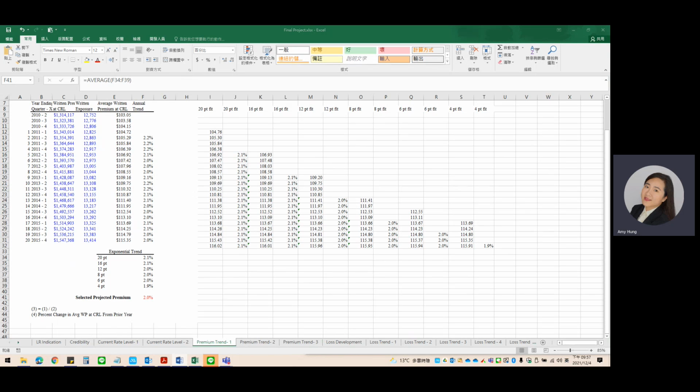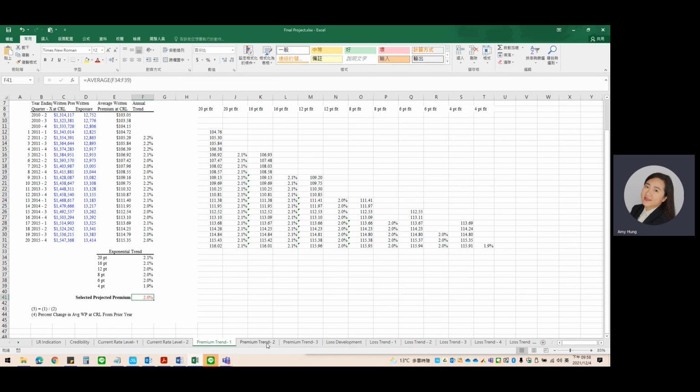This selection is based on the more recent data, because the projection is going to be applied to historical premium already trended to the most recent period. Moreover, the average of exponential trended under different scenarios is the same as the most recent annual trend, which is 2%. So the projected premium trend is selected as 2%.